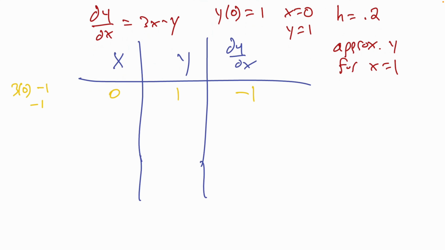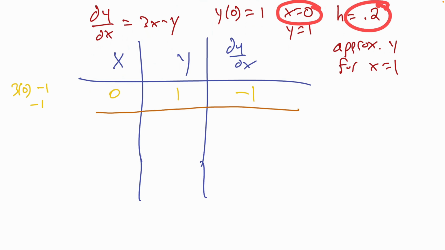Okay, so now let's go to the second row. So here we go. The second row is going to be taking whatever our original x was and adding to it our new step. So now instead of looking at 0, we're going to look at 0.2 higher than 0. So we're going to look at 0.2 for our new x.